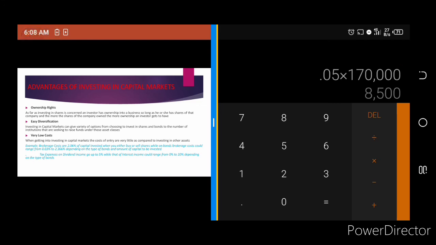The tax expense is very minimal compared to if you were to start a business, or be employed, or had real estate. Look, this is 5%, 8,500 on 170,000. Seriously, guys, this is lit. Let's say you're paid a million worth of dividends. You'd only get cut 50,000. That's very insignificant, guys.